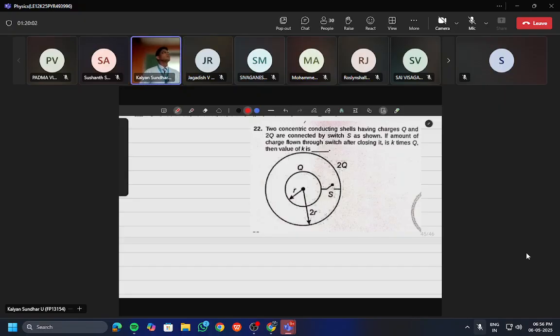The potential of both will become the same. But the thing is that some charge has gone from inside to outside, correct? So on the inner surface, let me assume that x charge has traveled. So from the inner sphere x is gone, and on the outer sphere x has been added. Now you find it out.